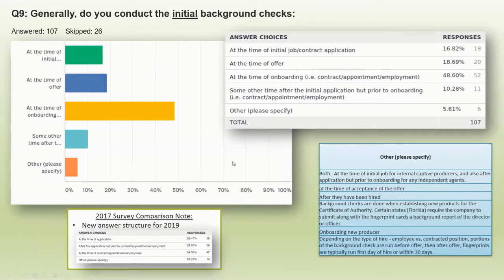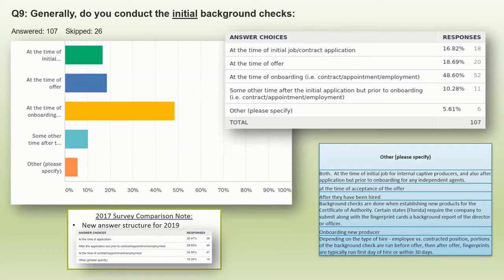So now let's start talking about the actual practice of the background screening. This is generally, do you conduct the initial background checks, and it's asking the timing of when a background check is run. Out of the 107 that were still engaged in the survey at this point to answer these questions, most notably approximately 50% stated that they run at the time of onboarding, which is the orange graph in the middle there. The trends in this are definitely different than what we saw in 2017, though we did have a slightly new answer structure in 2019. You'll see some of the answers are slightly different.